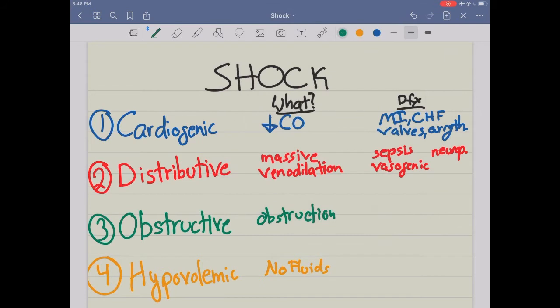Then how about for obstructive shock? What are going to be our differentials? This is where you see your pneumothoraxes, your tension pneumos, your PEs, tamponade will be here. And then in hypovolemic shock, this is where you have severe volume loss and hemorrhages. If you have diabetes insipidus and you just pee a lot, so polyuria or diuresis, or if you have a GI bug and you're having explosive diarrhea or anything like that, can cause hypovolemic shock. So this is kind of our what and our differentials.